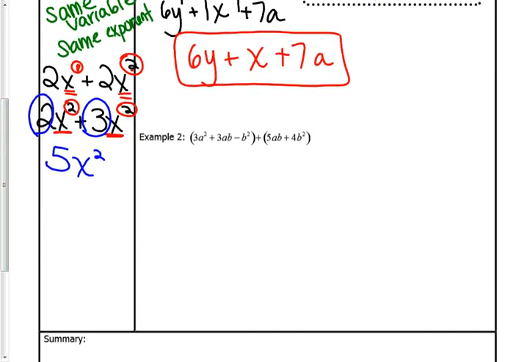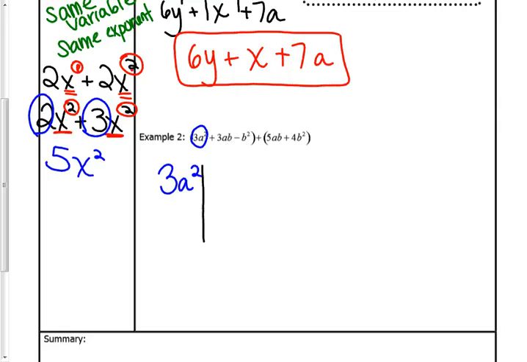All right, example 2, we're going to do the same thing here. What we want to do is group or stack our common variables, right? Same variable, same exponent. So the first thing I see here is a 3a squared. Do I have another term with an a squared in it? And I do not, right? Okay. Just going to write a line down there, because I'm separating all of my terms here.